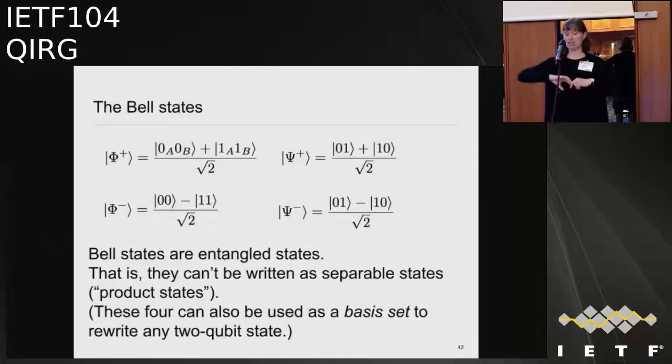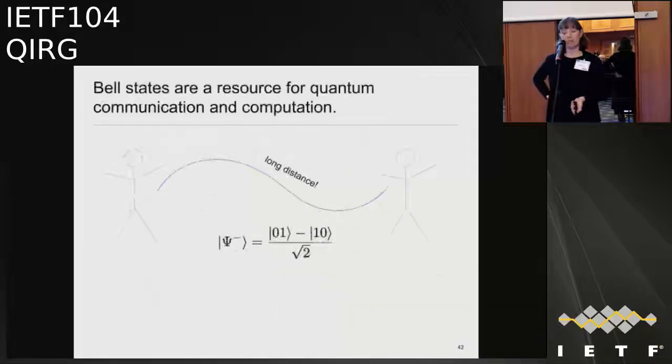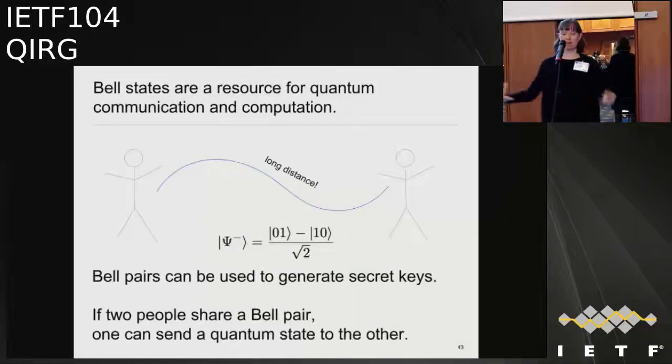Entangled states, we say that they can't mathematically be rewritten as separable states. They can also be used as a basis set to rewrite any state of 2 quantum bits. And we like to describe these states as a resource, both for quantum communication and for quantum computation. So we talk, as I suggested before, about two people sharing a Bell pair, meaning that of these two qubits, one person is in possession of one, the other is in possession of the other. And that Bell pair is exactly what can be used to generate secret keys. That's back to what Rod pointed out in his earlier slides.